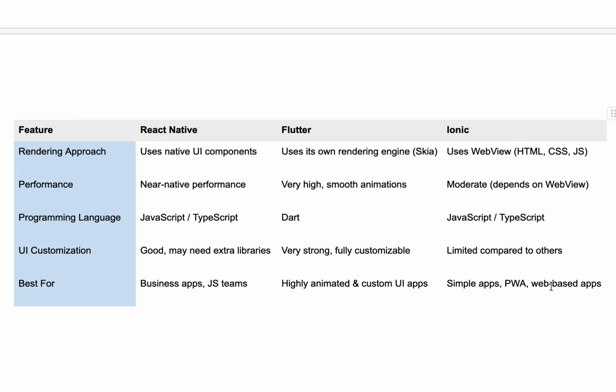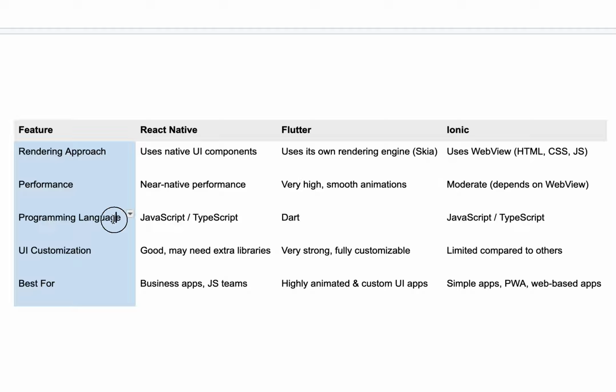As I've already discussed, the rendering approach for all these three is very different. As far as the performance is concerned, React Native is near native performance. Flutter is very high with smooth animations. On the other hand, Ionic is moderate. It also depends on the web view.